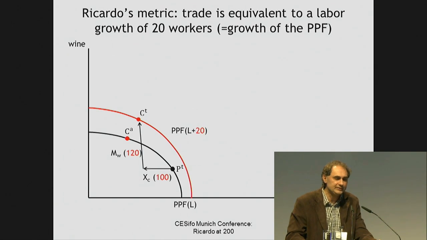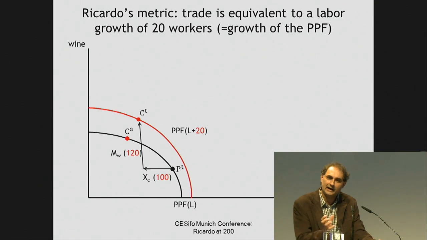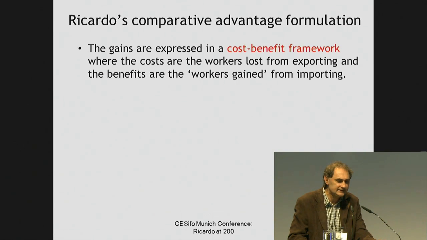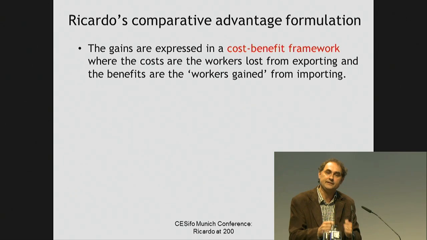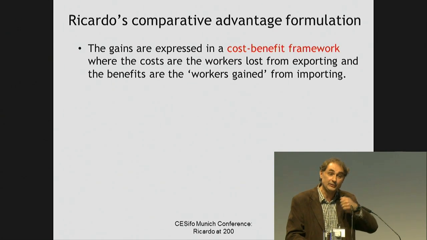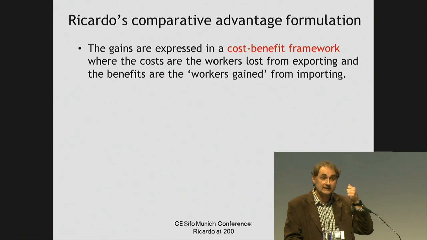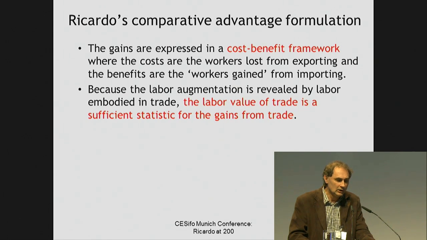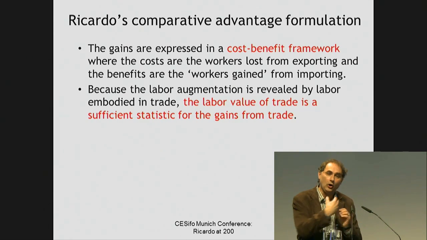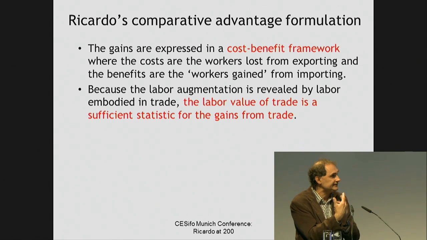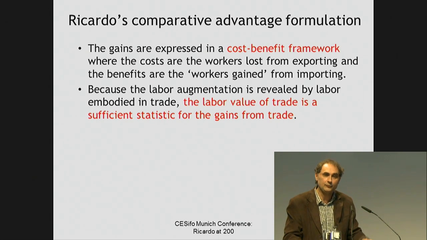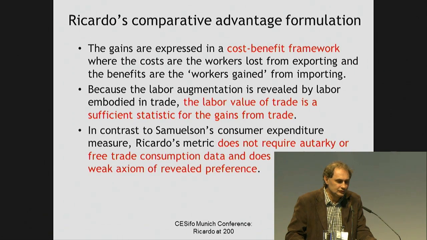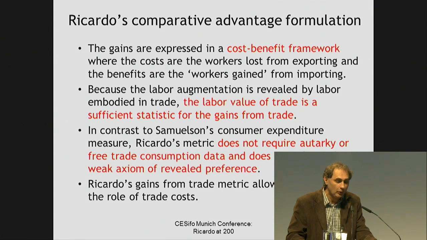So this is quite an interesting metric, Ricardo's formulation in terms of the framework. Why is it interesting? Because you look at the gains in a cost-benefit framework. Exports are the resources you give up. Imports are how many resources would be necessary to produce them. The labor value gives you all the underlying information, a sufficient statistic, as we call it in technical terms, without really needing to know what the underlying consumption points are. So it is much broader.